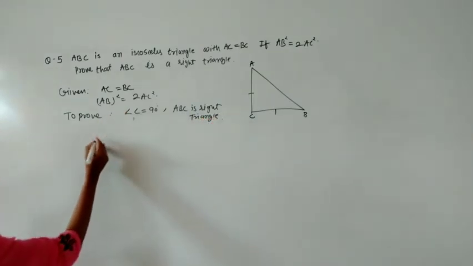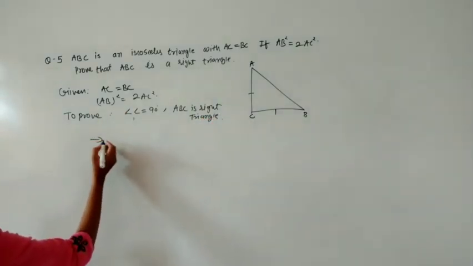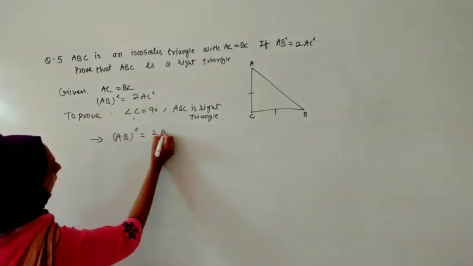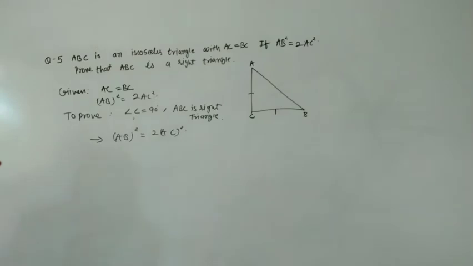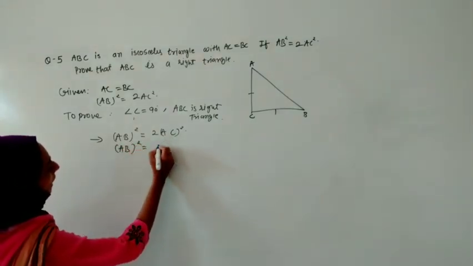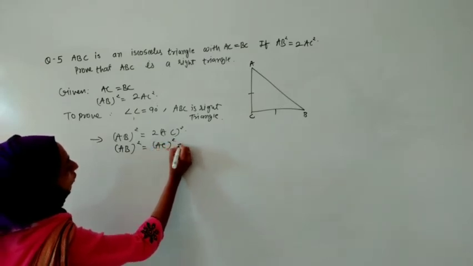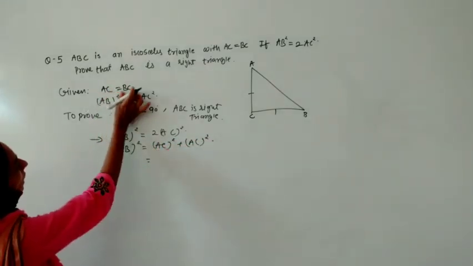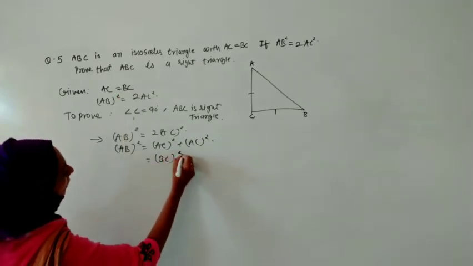So here let us begin the process, let us begin the answer. We are taking whatever they have given, 2 times AC square. Whatever we did in question 4, we have to do in reverse manner. So we will write it as AC square plus AC square. Now in place of AC square, we can replace it with BC square.